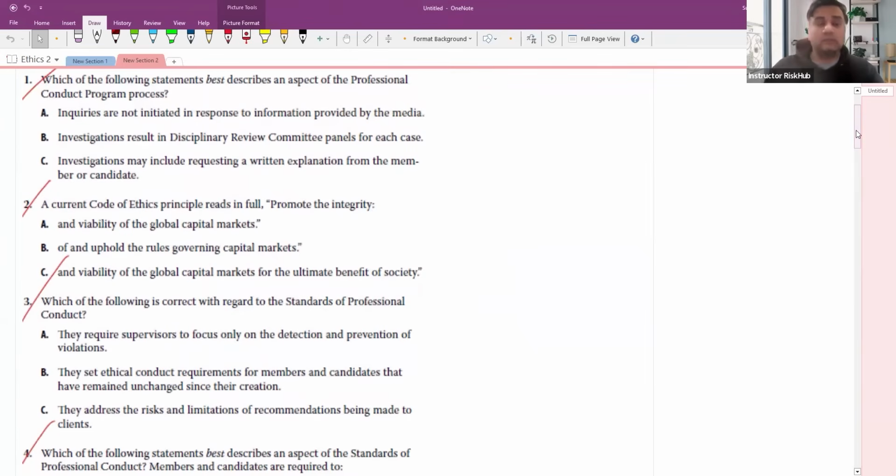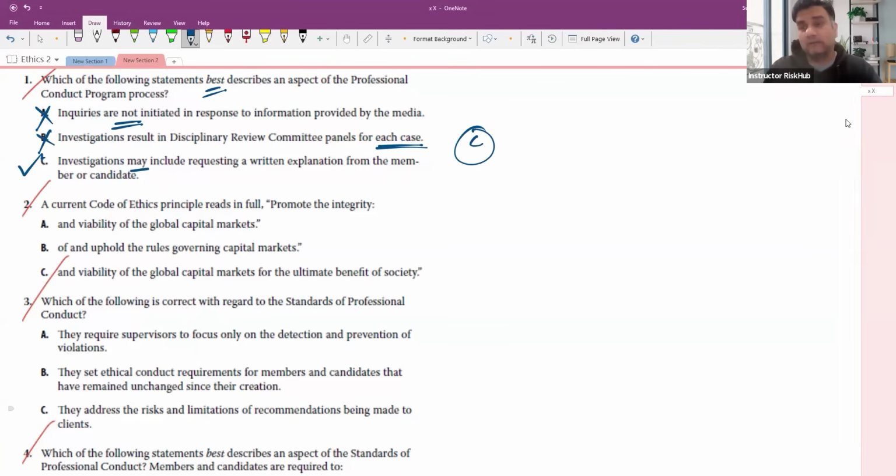Which of the following statements best describes an aspect of the Professional Conduct Program, right? See, inquiries are not initiated in response to information provided by the media. No, they are initiated, right? So this is gone. Investigation results in Disciplinary Review Committee panels for each case. No, not each case. Only when you reject, then you go there. Investigation may include requesting a written explanation from the member or candidate. Yeah. We have read this in our notes.